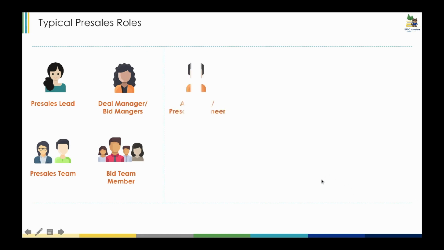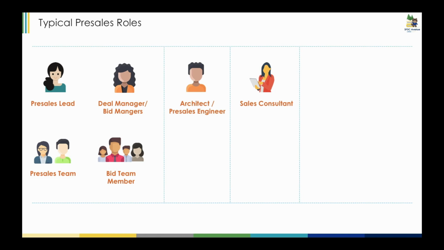Okay. Now we have architects, pre-sales engineers or solution engineers who provide support in solutioning, estimation, and resource loading. Basically, they are responsible for the technical aspects of the RFP response. Then we have a sales consultant who provides sales insights and winning themes that might fly for the particular RFP, and typically they will lead the pursuit.